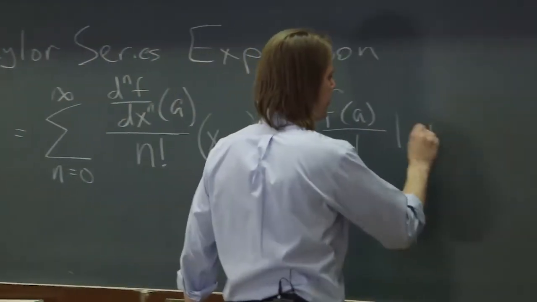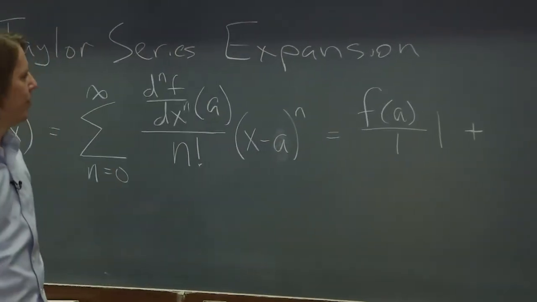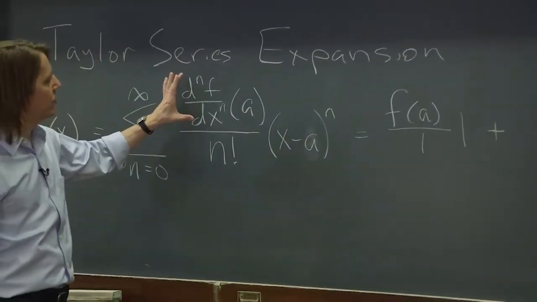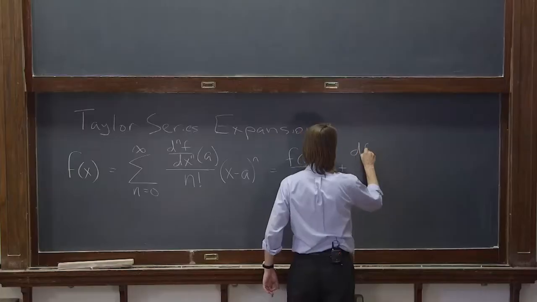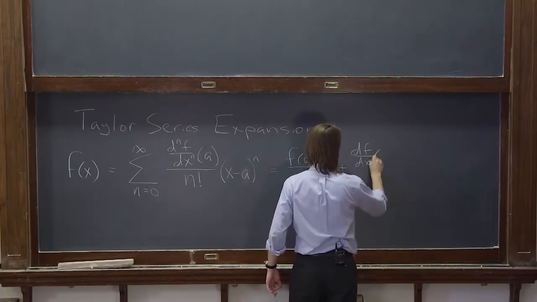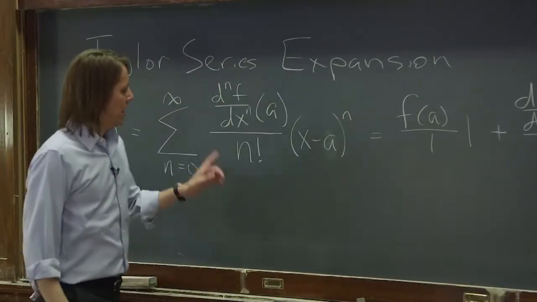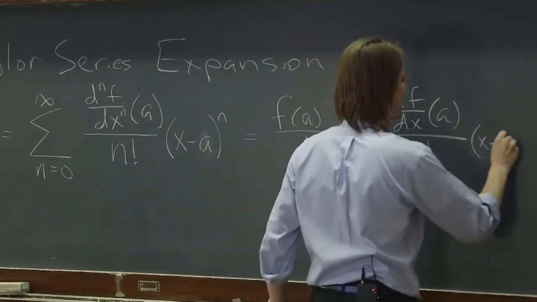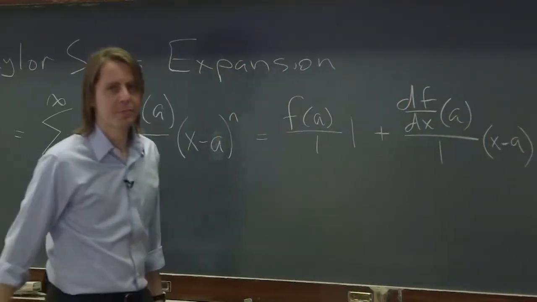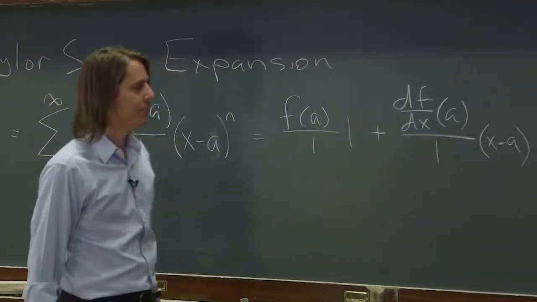Second term plus. Now we're doing the n equals 1 term. Now we need the first order derivative, the first derivative, df dx, evaluated at a. So you take your function, take its derivative, and plug in a for x. 1 factorial is just 1. And then you say x minus a to the first power. Okay. So now you have a linear term, which is exciting. That's kind of what we're looking for.